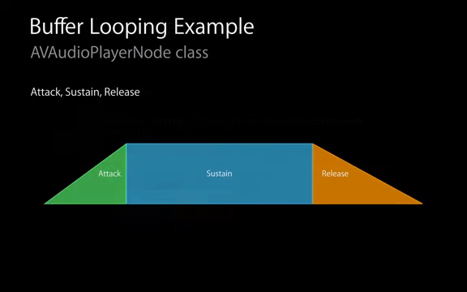Now that was a whole bunch of options. Let's look at one practical example of how we can use these options. So let's say that I have a sound that's broken up into 3 parts. And the example that I'm going to use here is a siren.